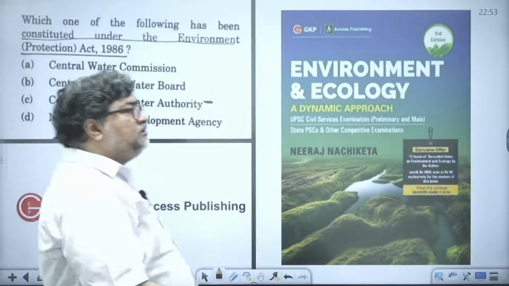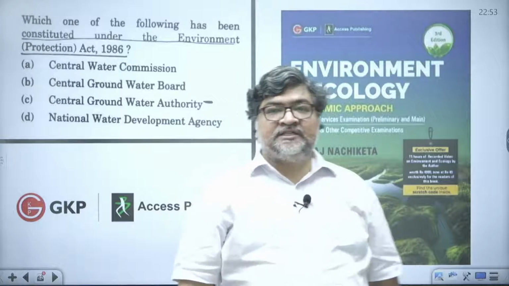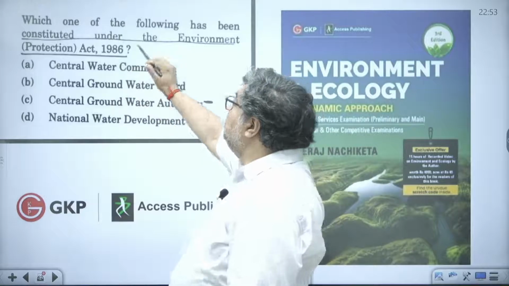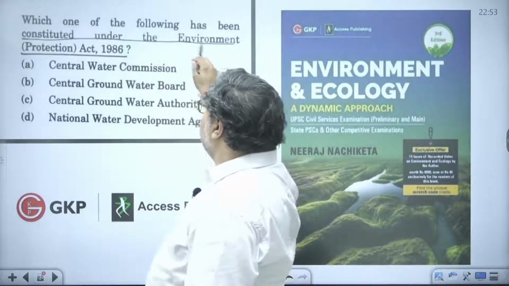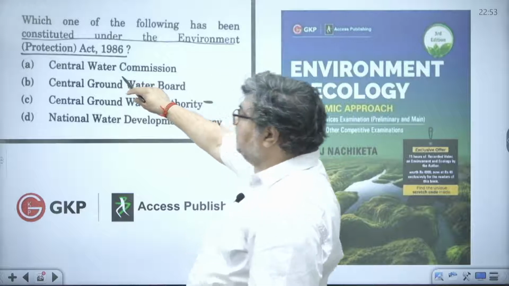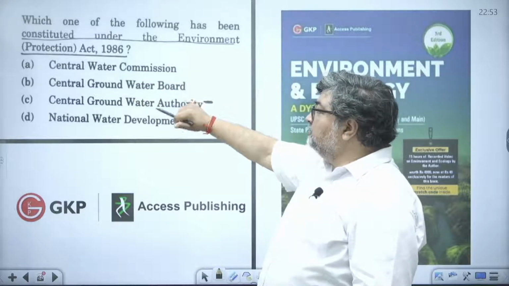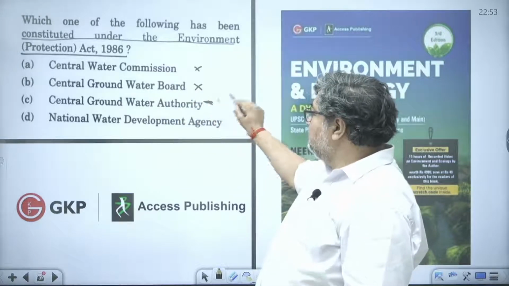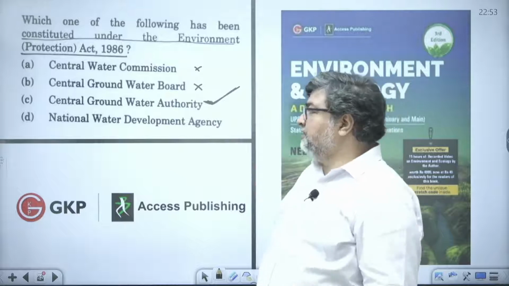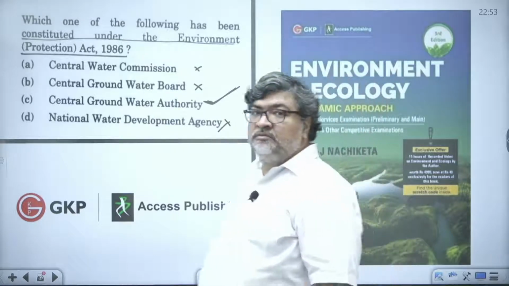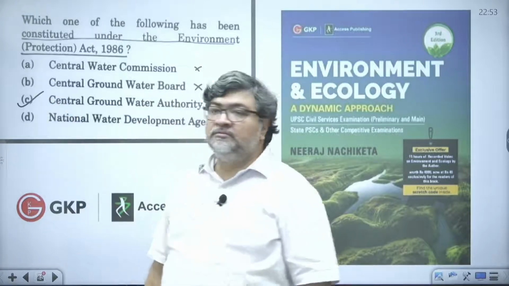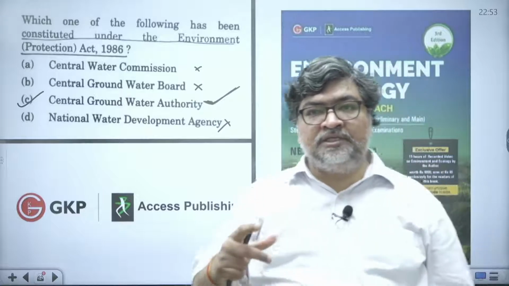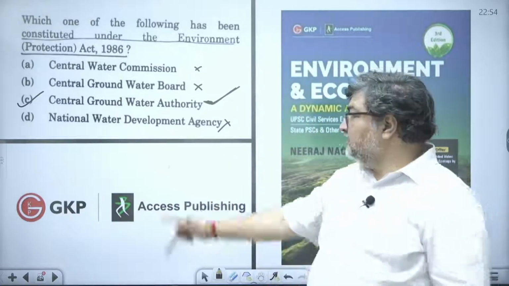Now coming to this one, a direct question about authority. Section 3 of the Environment Protection Act 1986. Groundwater part of it. The question is there. Which one of the following has been constituted under the Environment Protection Act 1986, which is the umbrella law of the country? Central Water Commission, that's wrong. Central Groundwater Board, wrong. Answer is this one. Central Groundwater Authority. National Water Development Agency, wrong. A direct question. Here the answer is C. Central Groundwater Authority, a statutory body formed under the Environment Protection Act. The answer is C here.